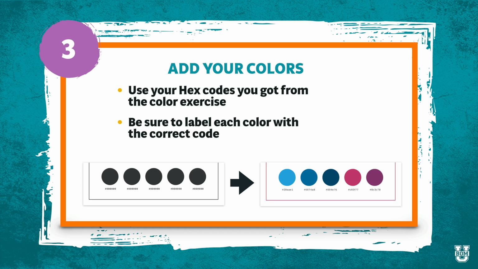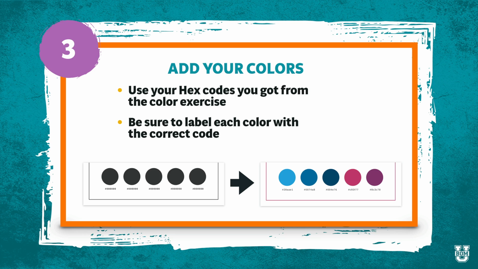And in the next step, you're going to add your colors. Go back to the color exercises that we did, where you determined the hexadecimal codes for each of the individual colors. You're going to use those hex codes from that color exercise and put them in. And again, be sure to label each color with the correct code below. That way, whoever's using this brand guide can say, okay, this is color 28AAE1, I'm going to pop that into whatever software I'm using.